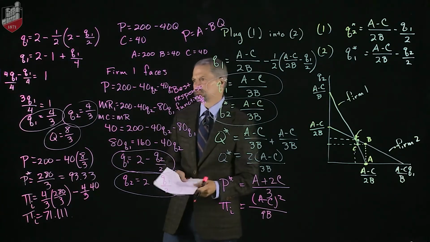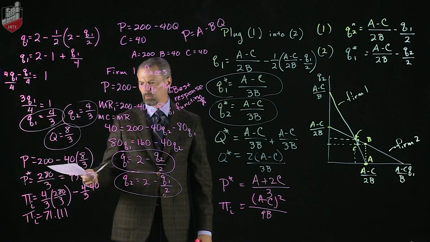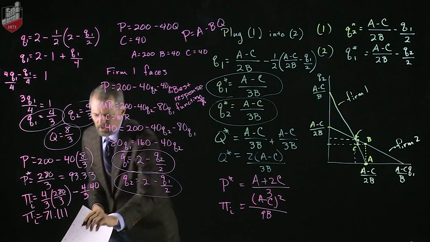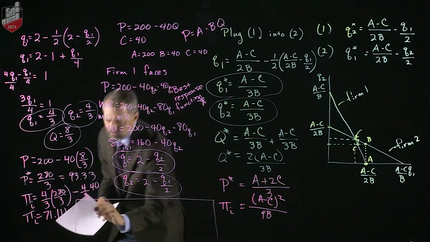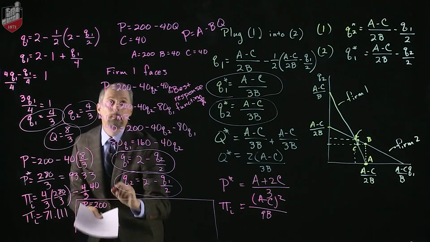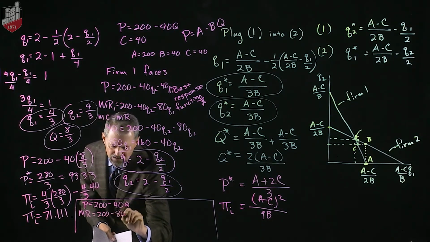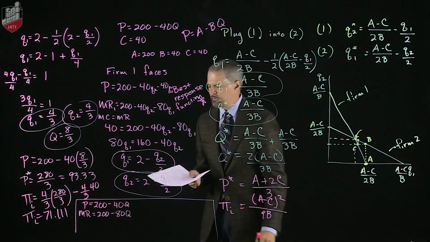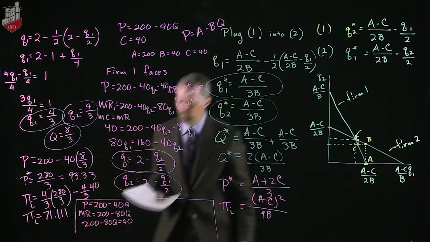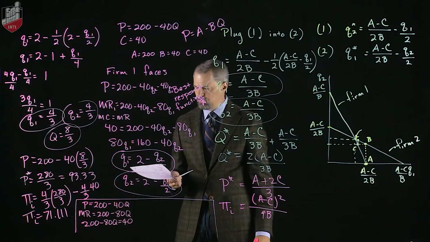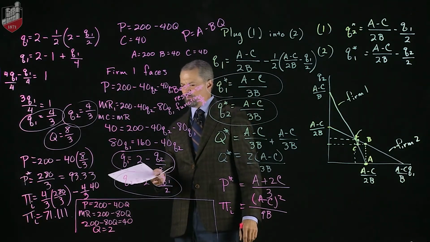So let's compare this to the monopoly outcome. We know how much each firm in the Cournot situation is going to produce. We know the price and we know the profit. So I'm going to draw a little box here, and let's just figure out what monopoly would look like. The demand curve would be P equals 200 minus 40Q. The marginal revenue curve would be 200 minus 80Q. I can set marginal revenue equal to marginal cost, so 200 minus 80Q equals 40. That means 80Q equals 160, so Q equals 2.